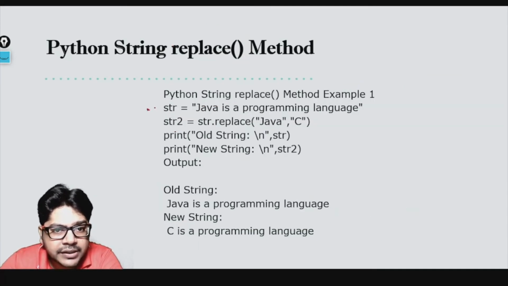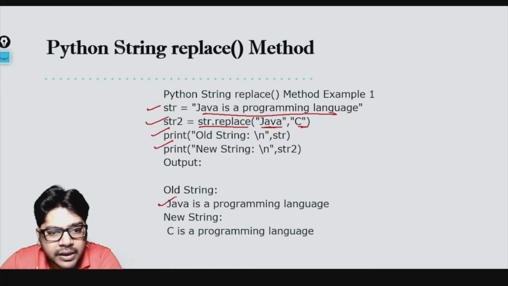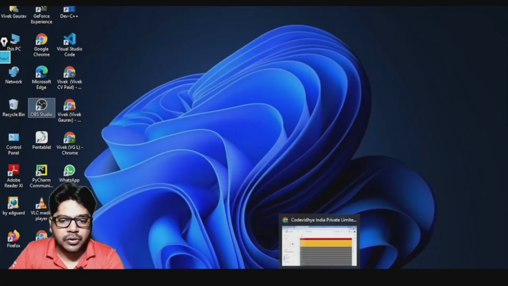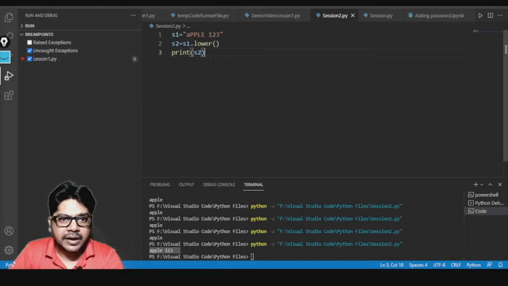So here you see str is equal to Java is a programming language, and what I'm doing is str2 equal to str.replace, I'm replacing Java with C. Okay, and then I'm trying to print both the strings. So I'm getting Java is a programming language, C is a programming language. This is the new string. Okay, so let us go over to the editor, and let us have two strings.